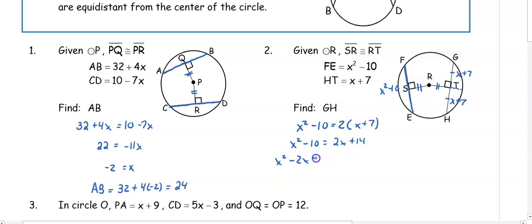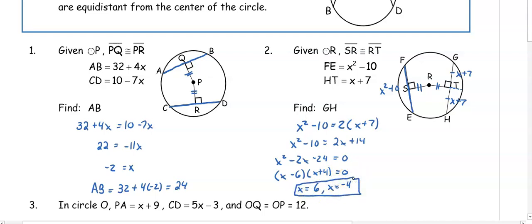x squared minus 2x minus 24 is equal to 0. So we need to find numbers that multiply to negative 24 and add to negative 2. So we have x minus 6 and x plus 4 equals 0. When we switch our signs, x is 6 and x is negative 4. In this case, both solutions are going to work, so we would keep both numbers.